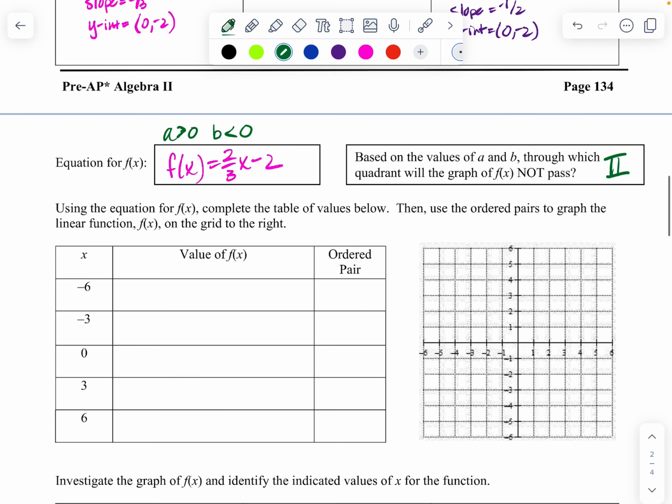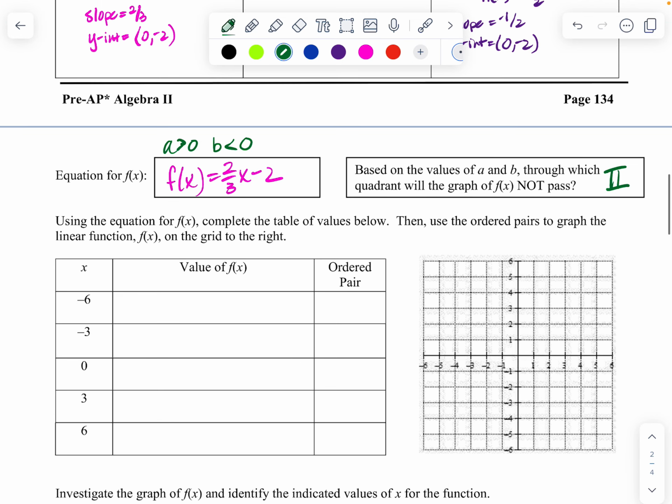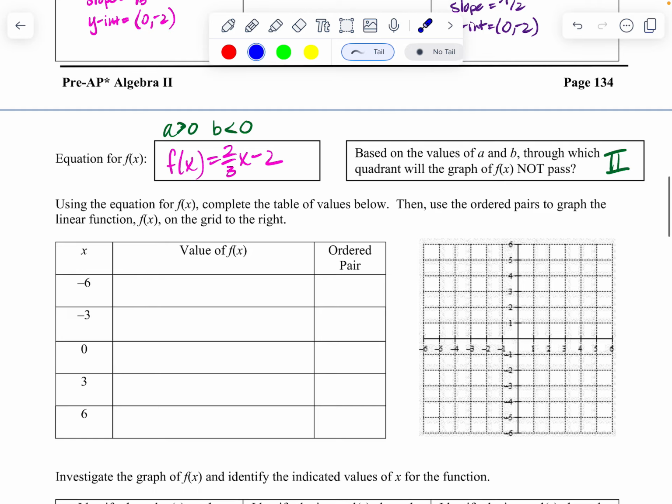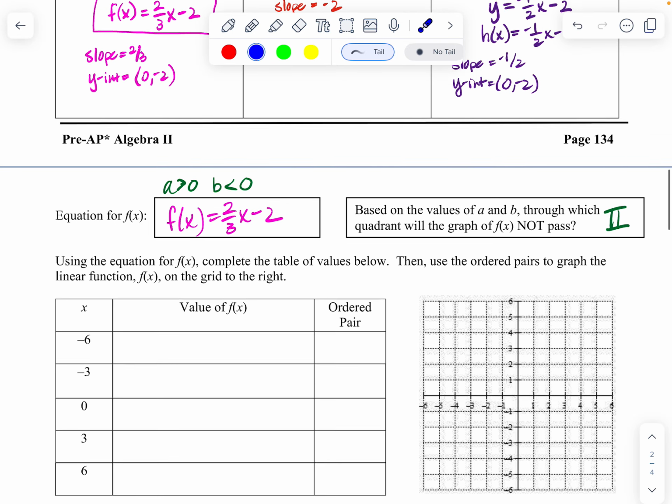Okay, so we're going to use the equation for f of x to compute some values over here, and then use the ordered pairs to graph the linear function on the grid to the right. But I'm going to back us up a little bit. We can use those ordered pairs to graph it, or we can use the slope and the y-intercept. We're going to start off by doing it with the ordered pairs, and then at the end I'll show you how I would do it probably faster. But they both work, all right?